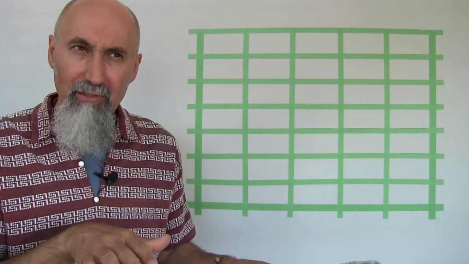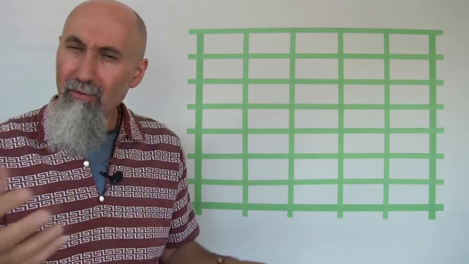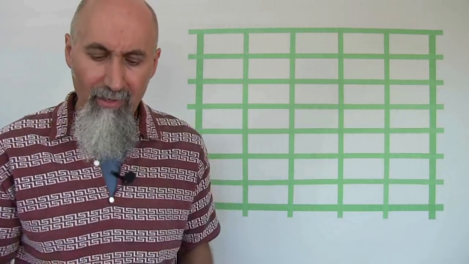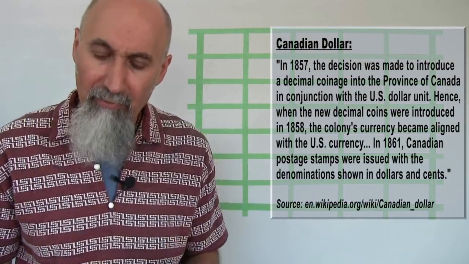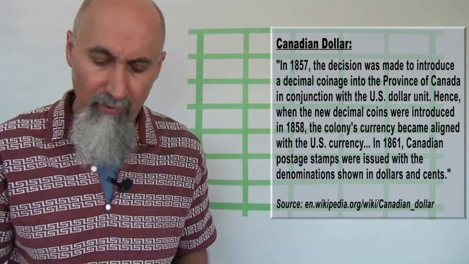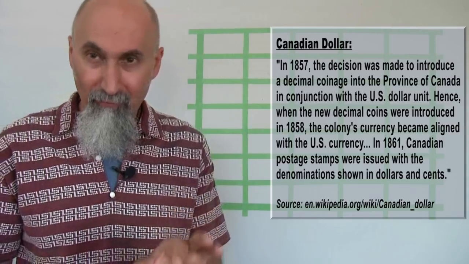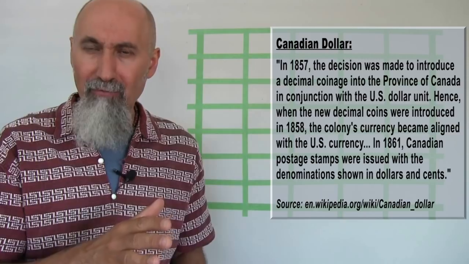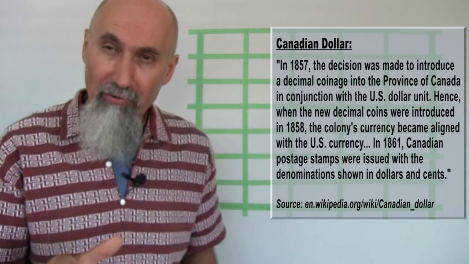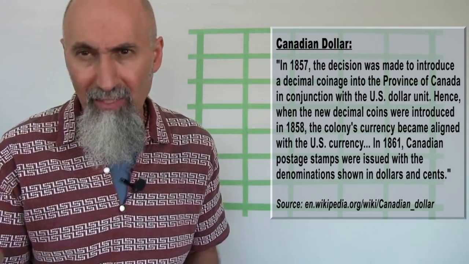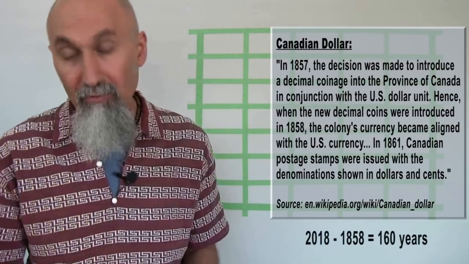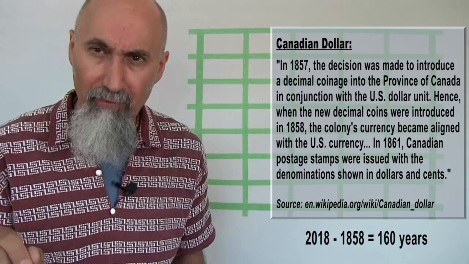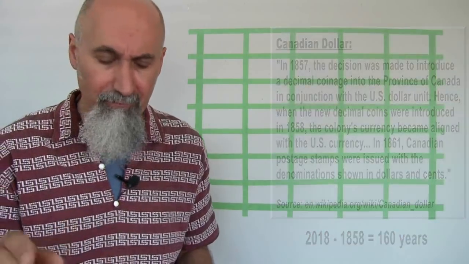You can take a look at these two things and try to interpret for yourself what they represent, okay? Now, Canadian dollars have been around for 160 years, right? The first time the Canadian dollar was defined, it was Canadian pounds, I believe, before that. But Canadian dollars were defined in 1858, right? If you take 1858 to 2018 right now, that's a 160-year time period.